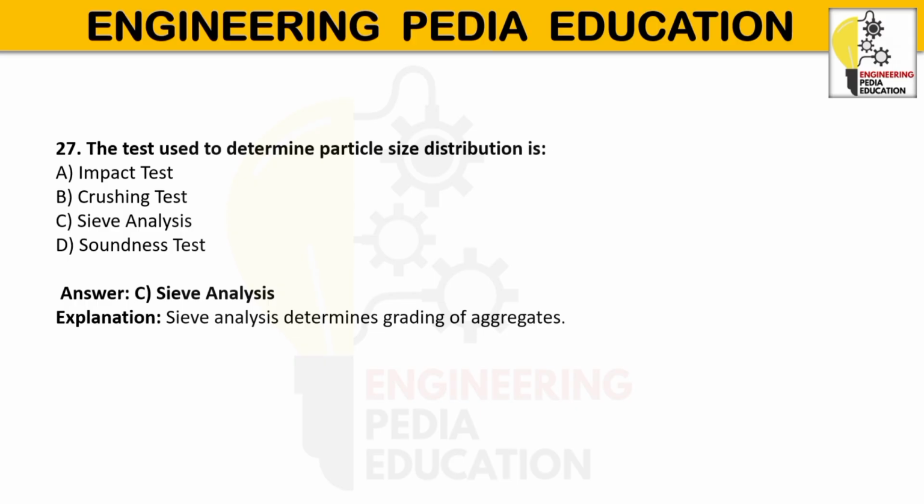A set of standard sieves from 4.75 mm to 150 microns is used for fine aggregate. A mechanical sieve shaker is used. It helps in mix design, proper gradation, prevents segregation, and improves strength and durability.